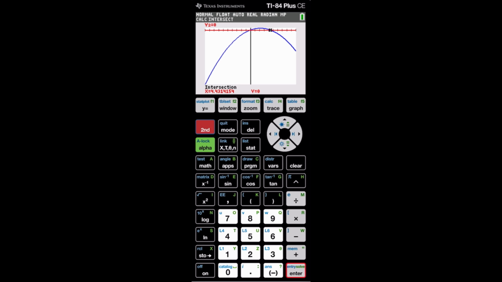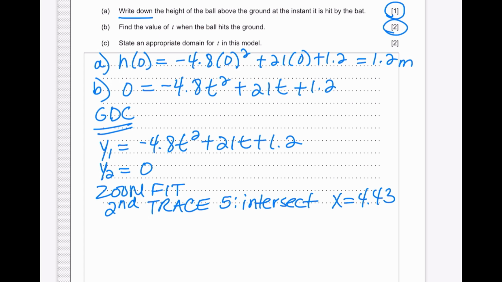So once again, I go second, trace, option 5, which is intersect. You want to just use the left and right arrow to move the cursor close to the answer you want, and that's the place that I'm looking for. Where does that intersect? I press enter. It's going to ask me where is the second curve. Press enter again. It's going to ask you to guess. Press enter again. So enter 3 times. And then 4.43 is going to be my final answer. So that is definitely one way that you can do this problem.